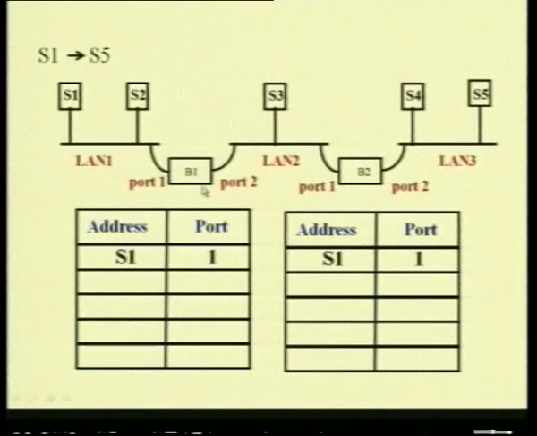Because if it has some information, it will use it. If there is no information, it records new information and just forwards the frame onto the other ports. So this is called flooding the frames onto the other ports.